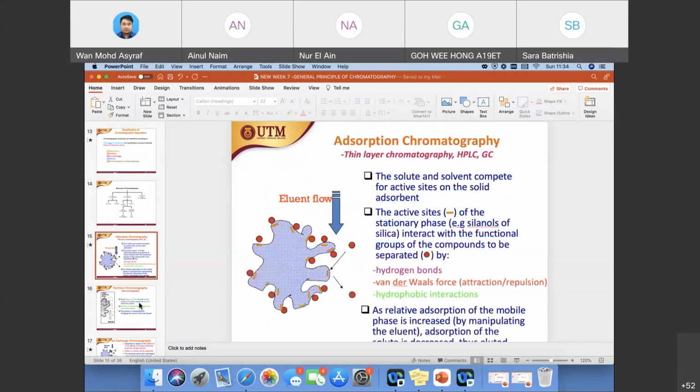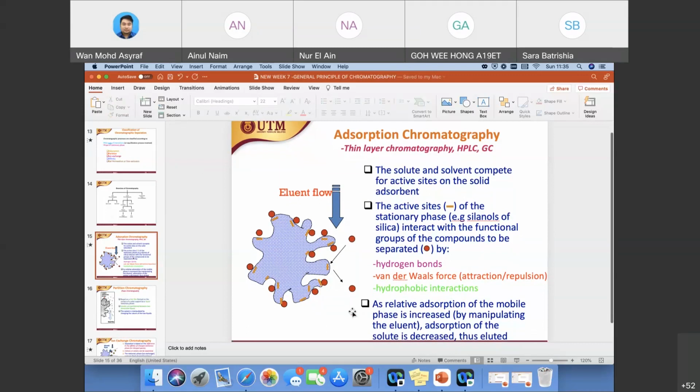Let's look into what adsorption chromatography is. Later after this, you are going to learn about thin layer chromatography. Thin layer chromatography is an example of adsorption chromatography. So the solute and the solvent compete for the active sites on the solid adsorbent. Based on this figure, there are many active sites inside this adsorbent.